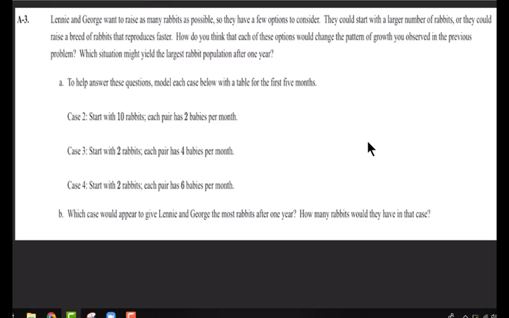Are you up to the business challenge? You guys ready to be businessmen and women in here? We're going into the rabbit business. I need to know.